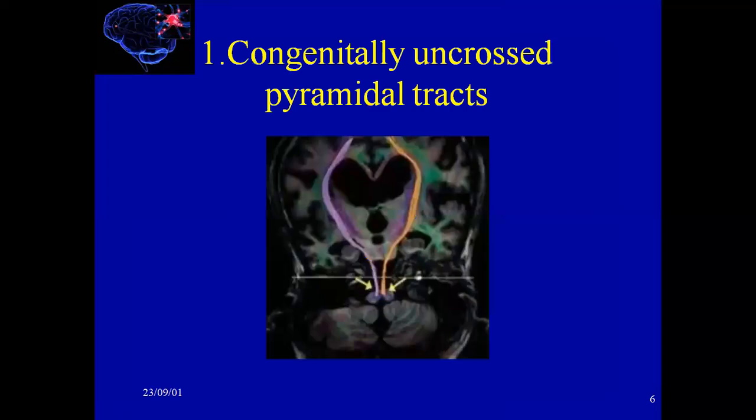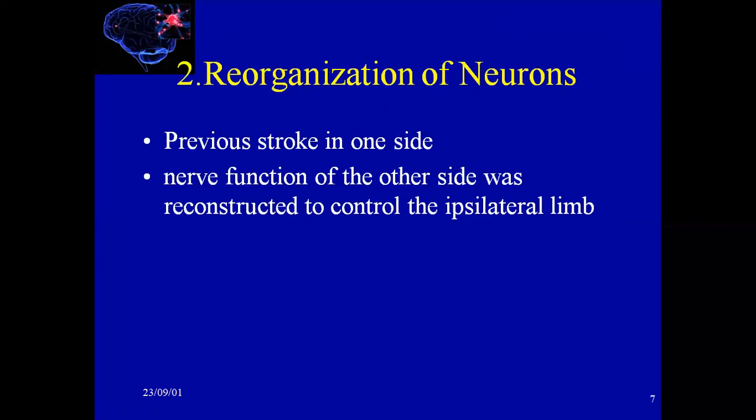The first one is actually congenital uncrossed pyramidal tracts. This is a tractography in the MRI, which shows the fibers of the corticospinal tract don't decussate or cross over to the other side. This is the first reason, and this is the most likely explanation for this patient.